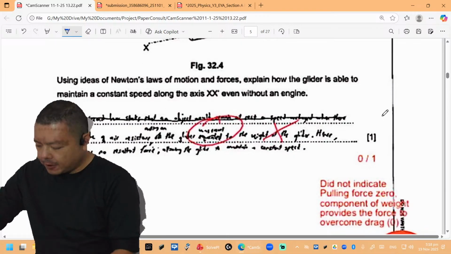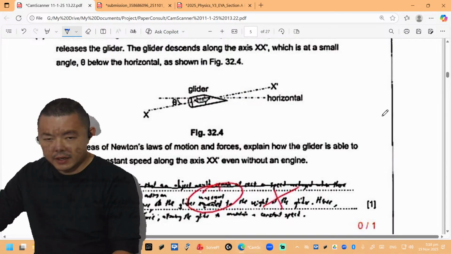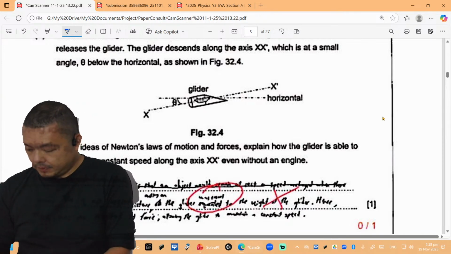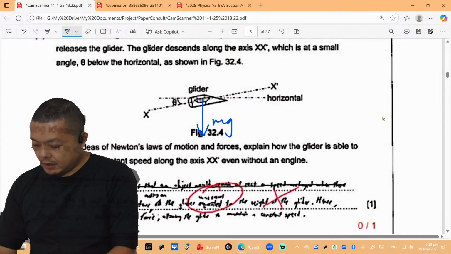This question is not fair. Okay. Where's the weight acting? This mg, right?